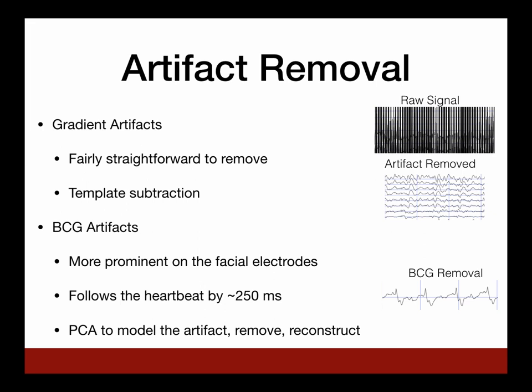In terms of the BCG artifacts, this tends to be much more prominent on the facial electrodes, as I said before. We know that it follows the heartbeat by almost exactly 250 milliseconds. So what we can do is record your ECG or EKG, depending on where you learned that particular term, and identify when your heart is beating, and then go out 250 milliseconds and use a PCA to model that BCG artifact. Then, just like PCA and ICA are great at, you can find the components related to the artifact, throw those away, reconstruct your waveform, and it actually does a fairly decent job of doing this.